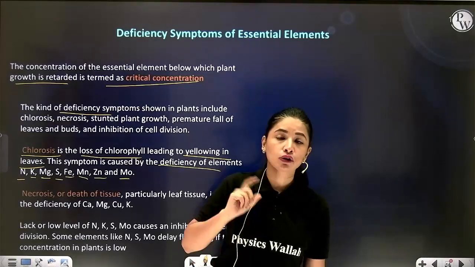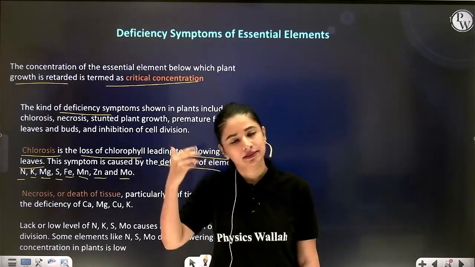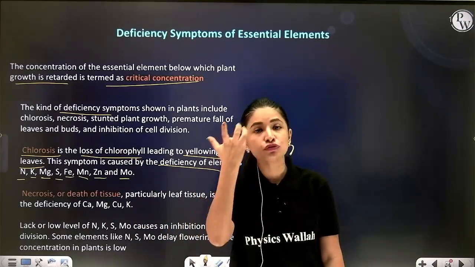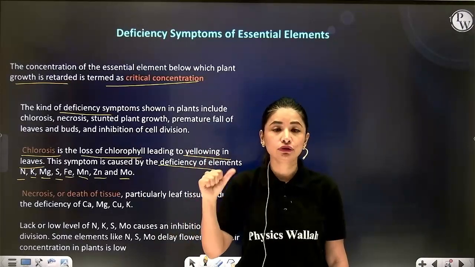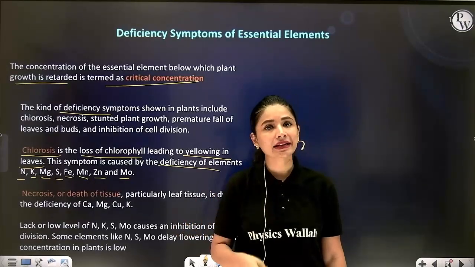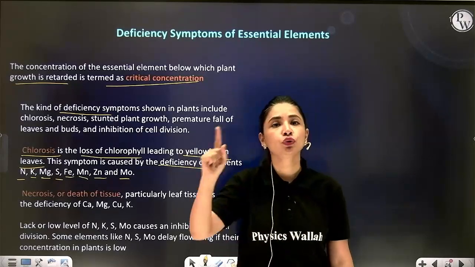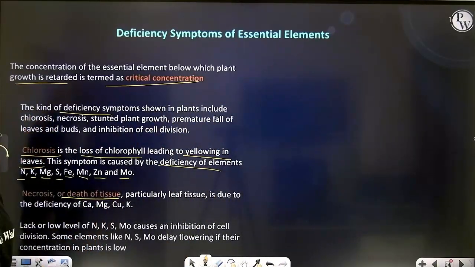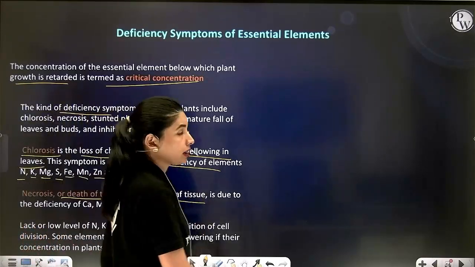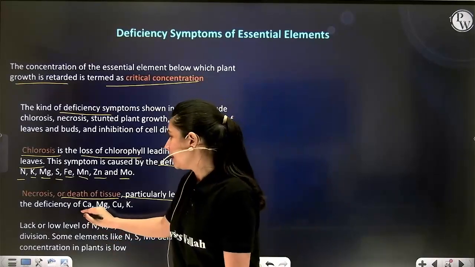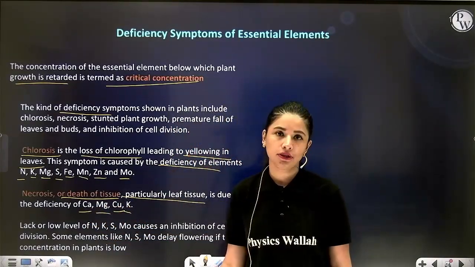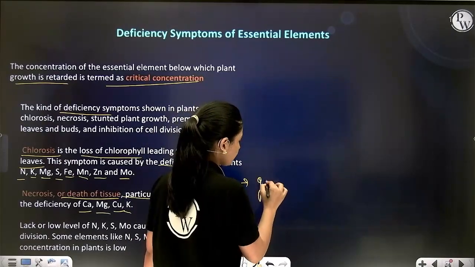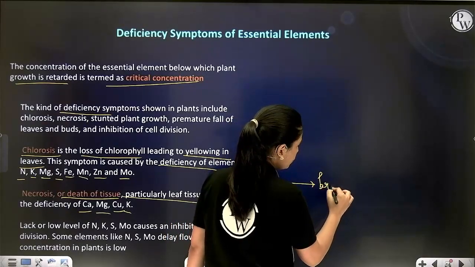Next is necrosis. Necrosis is death of tissues, death of living tissues. Now chlorophyll is not dying, the whole mesophyll cell is getting killed or is dying. That means the tissue is getting killed due to the lack of certain nutrients. In that case, the leaf color will change from green to brown. So what is necrosis? Necrosis is simply death of the tissue because of the deficiency of some elements like calcium, magnesium, copper and potassium. If this is happening in a leaf, then the color of the leaf will change from green to brown.